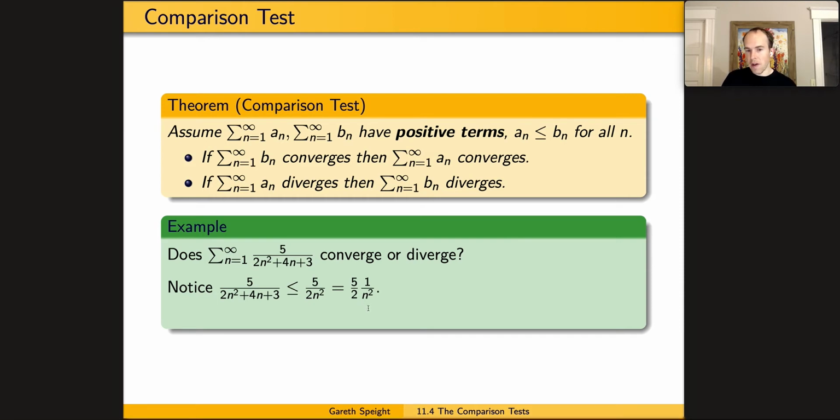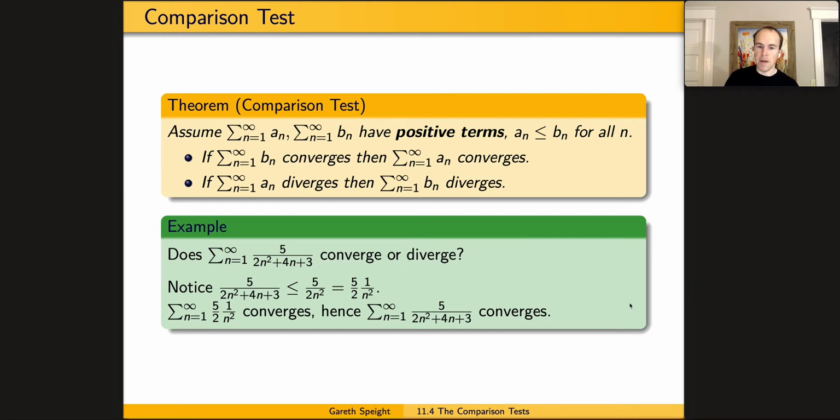We know the sum of 1 over n squared converges. So in particular, hence the sum of 5 over 2 times 1 over n squared converges. It's just multiplying by a constant. And the series we started with is smaller than that. So the sum that we started with also has to converge, right? We are smaller than a series we already know converges, hence we converge. And I didn't mention, but here clearly the series have positive terms. Okay, so this is a pretty typical application of the comparison test, where we are smaller than a series we already know converges, or where we are larger than a series we already know diverges.